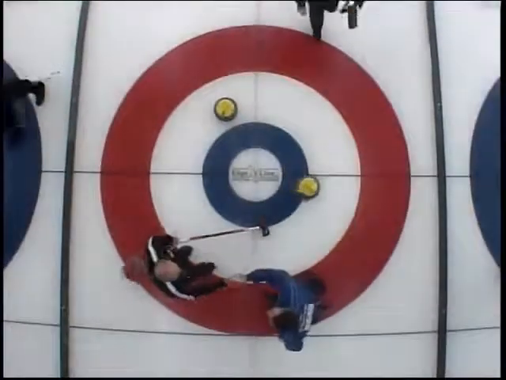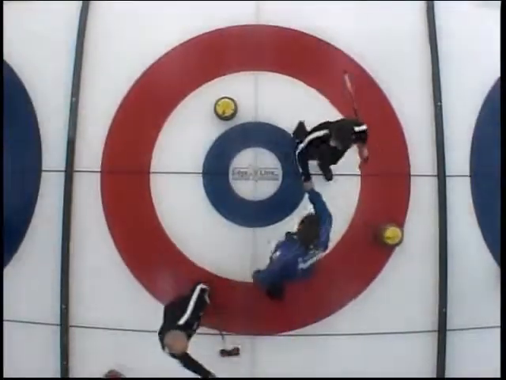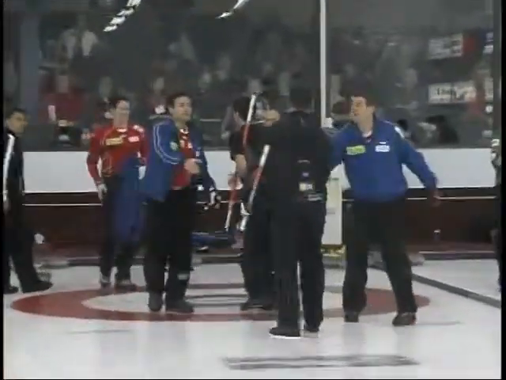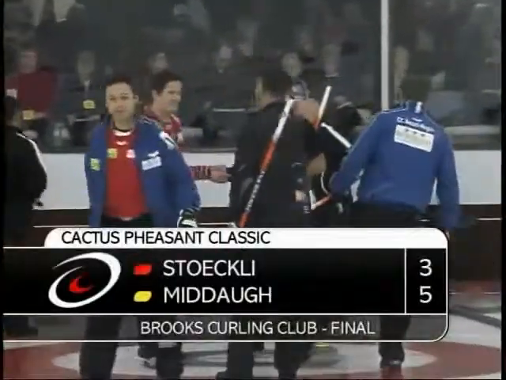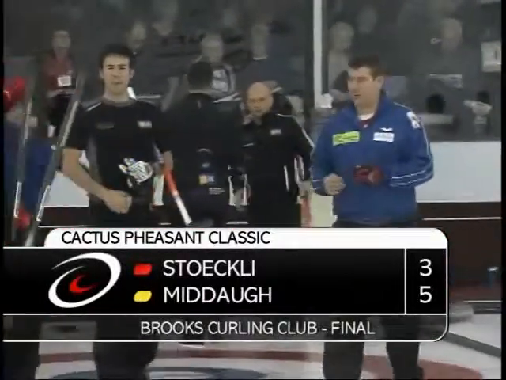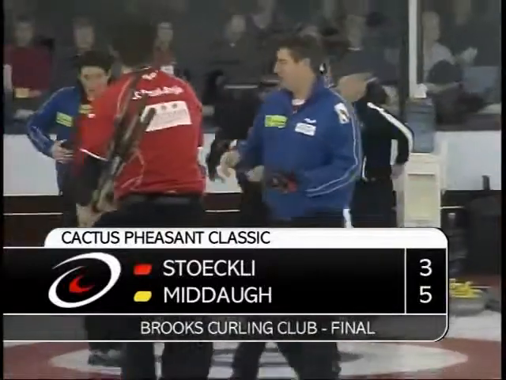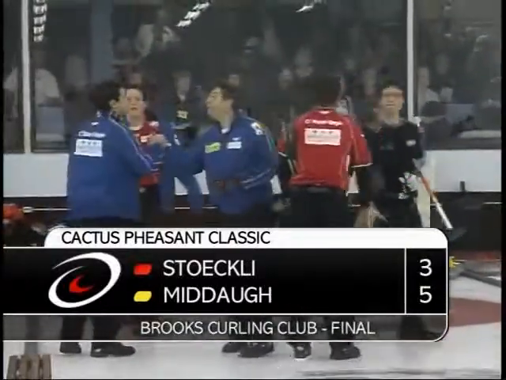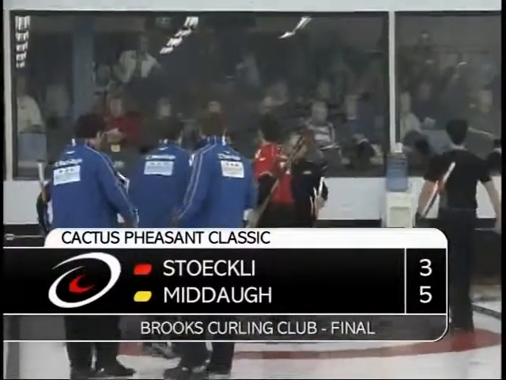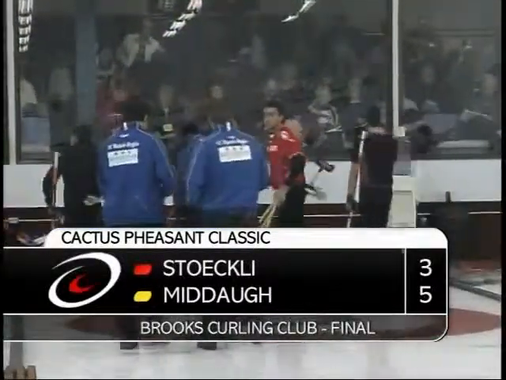So Wayne Middaugh makes that one go away. They run Stockli out of stones, and it is a victory for Wayne Middaugh. They knock off Ralph Stockli, 5-3 the final here from draw 7 in the Cactus Pheasant Classic. We have more coverage coming up for you a little bit later. Of course, we'll have another B qualifier for you only on CurlTV.com, your house online.